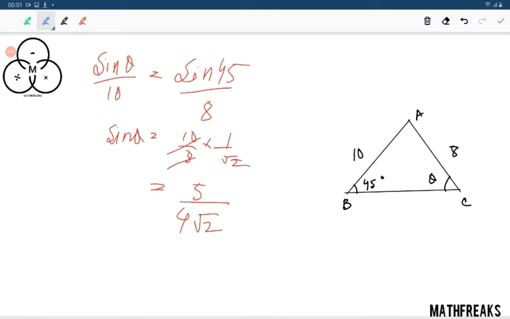Find out the value, please. I am unable to find out the value actually. This is what? 5 by 4 is 1.25. This is approximately equal to 0.88.